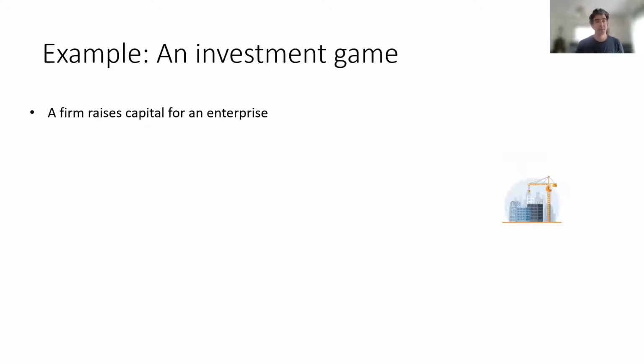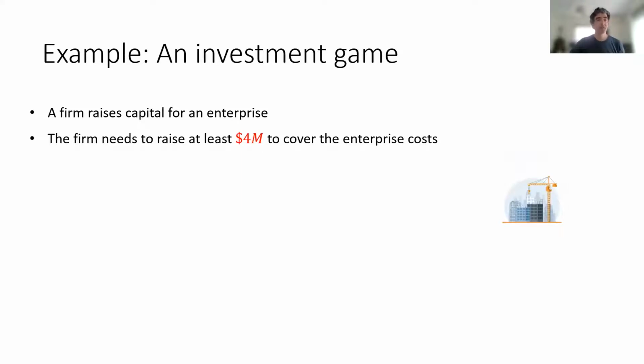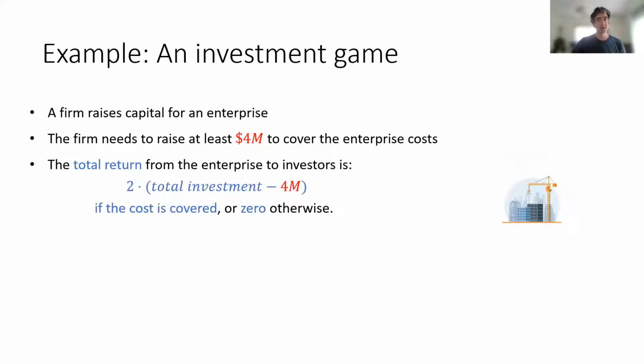So let's start with an example. Let's say that there is a firm that raises capital for some enterprise. And this firm needs to raise at least $4 million to cover the costs of this enterprise. The total returns for investors are going to be the total investment amount minus the cost, multiplied by 2, which is some interest, 2 in our example, and that is if the cost is covered. If the cost is not covered, then there are going to be 0 returns to investors.